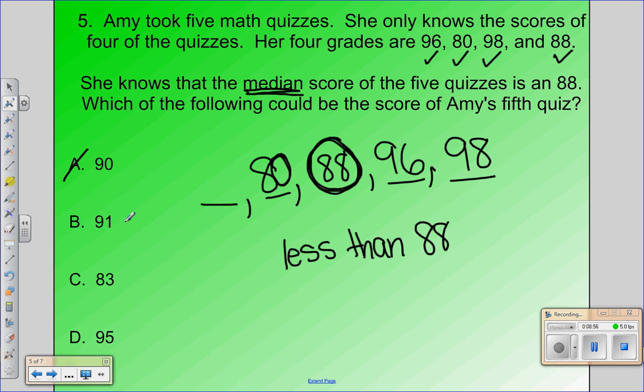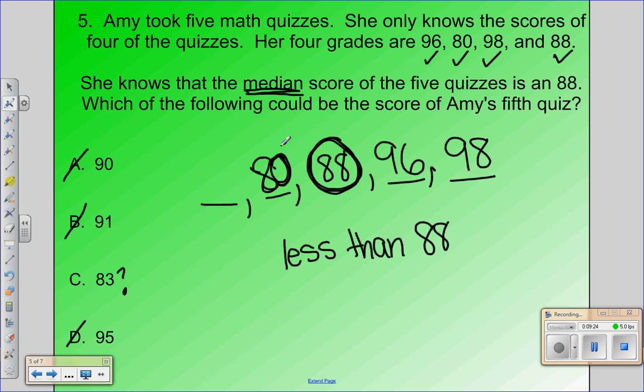90 is larger than 88. It's not correct. 91 is larger than 88. That's not it. 83. Oh, 83 is less than 88. That could be my possible answer. How about 95? Nope. 95 is not less than 88. So I'm going to come here and I'm going to move. Oh, not erase. I am going to rewrite my 80 here.